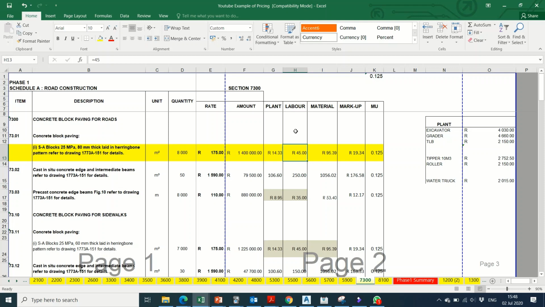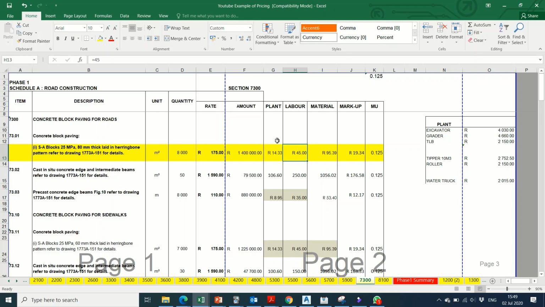Then you find out from SALGA or the municipality, or your councillors would normally tell you how much you should pay the labor workers. But remember, when you're doing your labor rate, you have to include the skilled labor, like the guy who paves for you. You obviously pay at a higher rate, like 20 rand or 50 rand more than the normal unskilled labor. So then you put your labor component there.